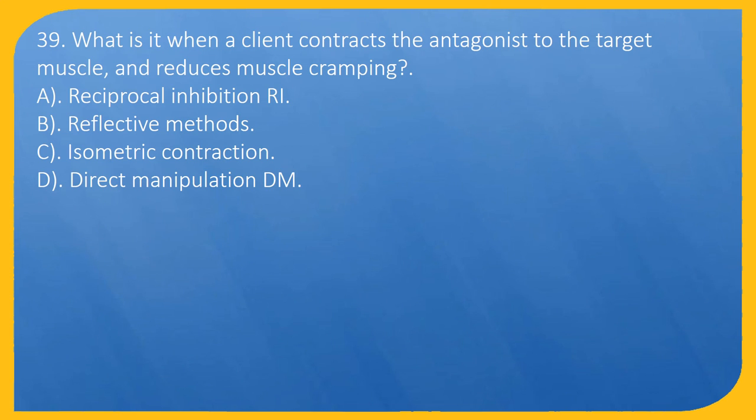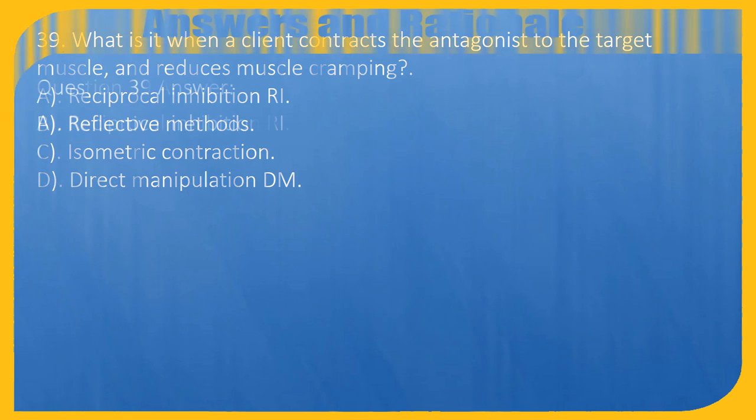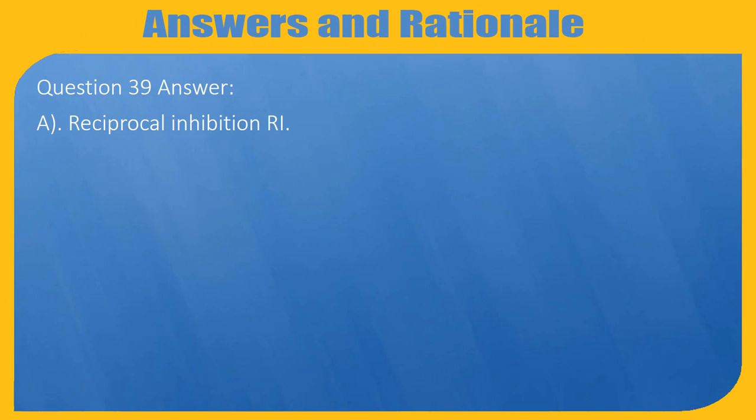Question 39. What is it when a client contracts the antagonist to the target muscle and reduces muscle cramping? A. Reciprocal inhibition. B. Reflective methods. C. Isometric contraction. D. Direct manipulation, DM. Question 39. Answer A. Reciprocal inhibition.